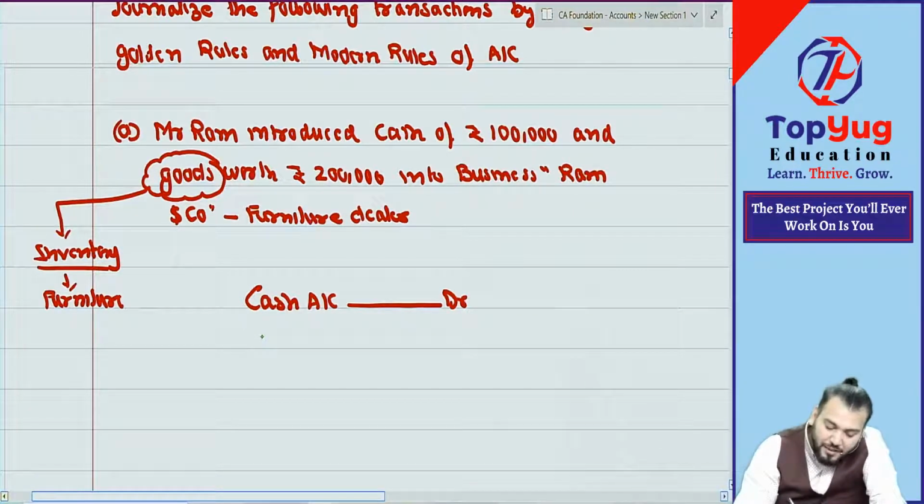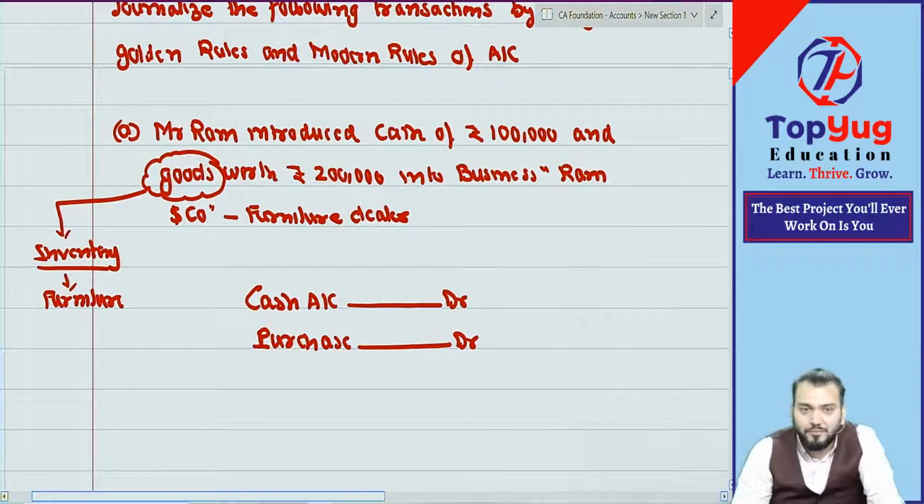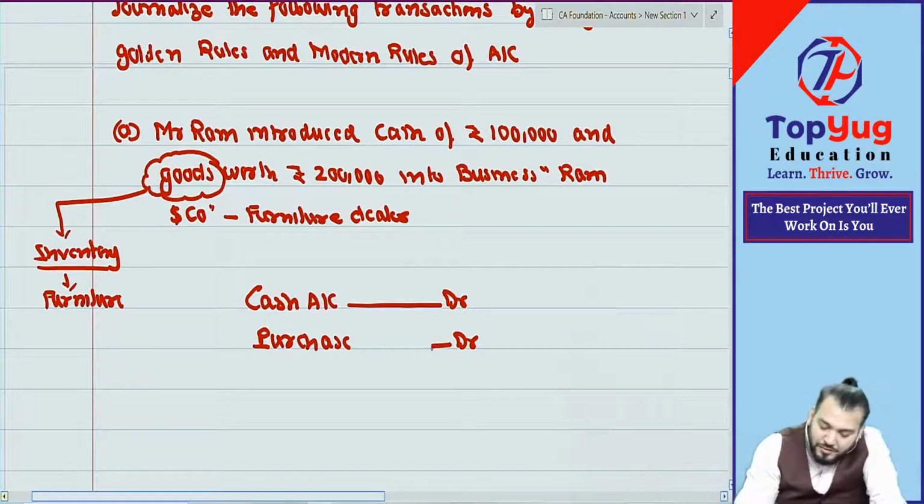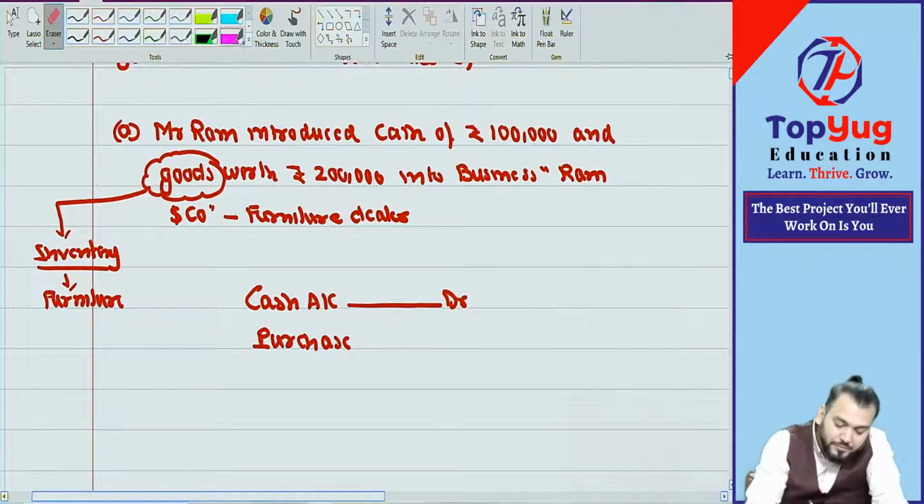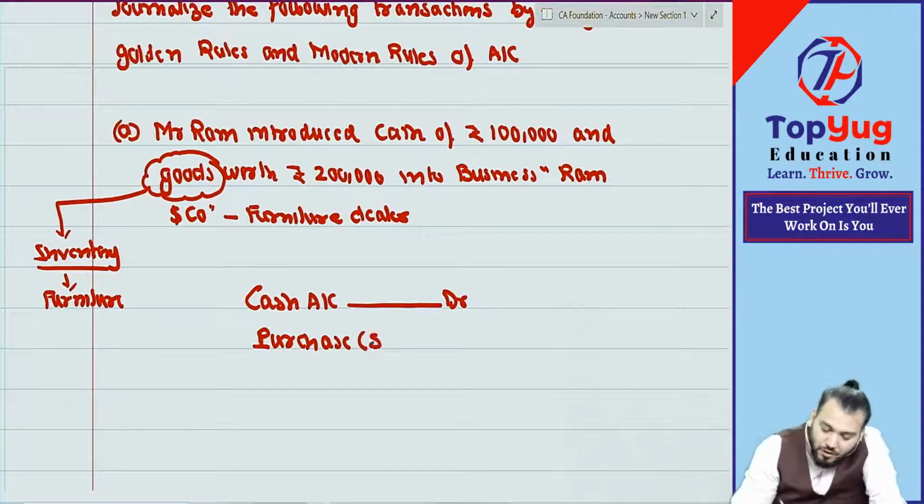Goods is also coming in. So we can add on inventory or stock, whatever you want to write down. We can use the purchase account also. Purchase account represents goods. Better you write down purchase, and in bracket you write stock.